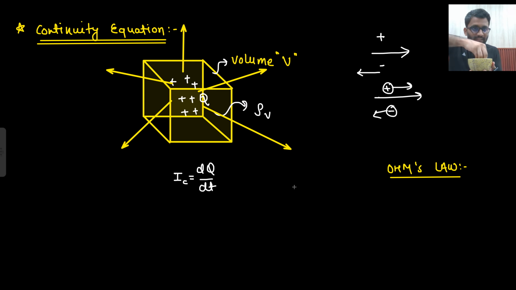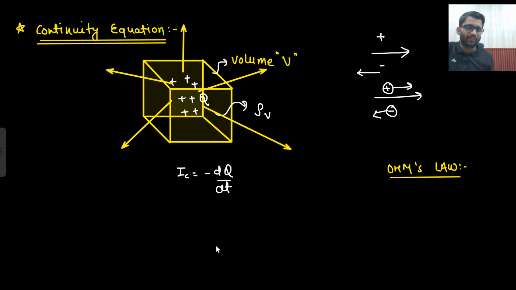Now charges are flowing out, so in the volume charges are getting less, because charge is always conserved. We always know that charge will be conserved. So if some charge is going out of the volume, that means in the volume charges would have got less. So for dq by dt we will put a minus sign here, because charge is getting less. That's why we are putting a minus sign. So IC is equal to minus dq by dt. Say yes or no.